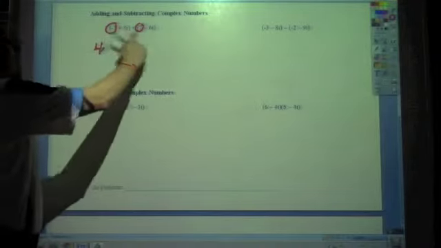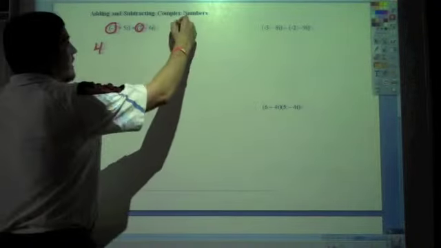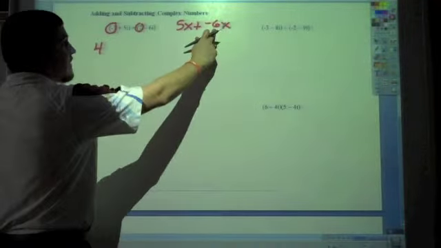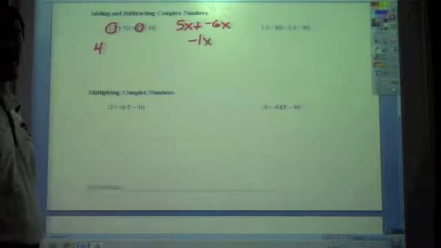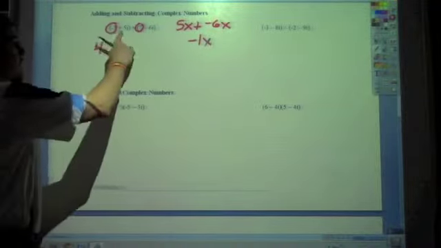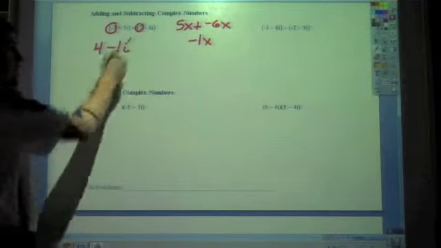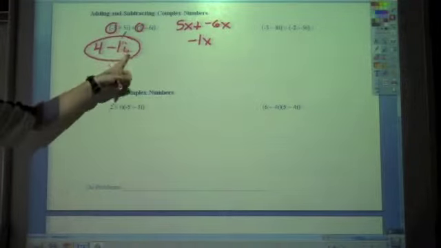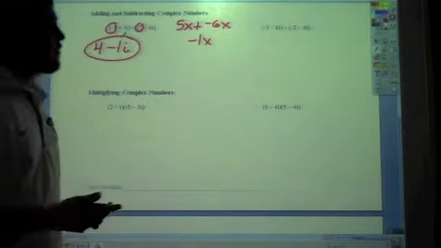Then the i's are just like x's. If you had 5x plus negative 6x, you would do 5 plus negative 6 and get negative 1x. You're going to do the exact same thing with the i's. 5 plus negative 6i is going to be negative 1i. Final answer. You cannot put those together because they're not like terms. This is imaginary. This is real. So treat the i just like an x, or just like a variable.